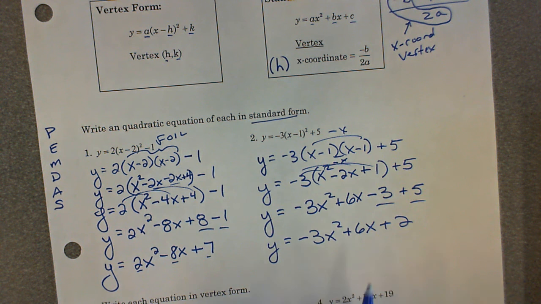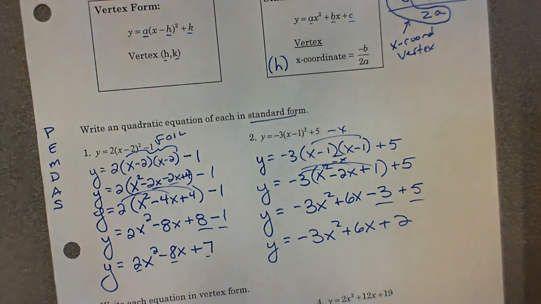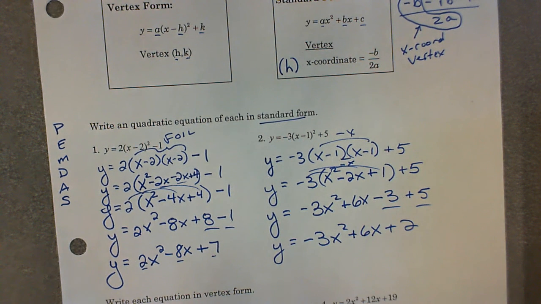Okay? So again, you could then put these both in your calculator, see if they're the same, and you would know you were right. Okay? So that's going from vertex form to standard form. And the next one, we will go the other way.